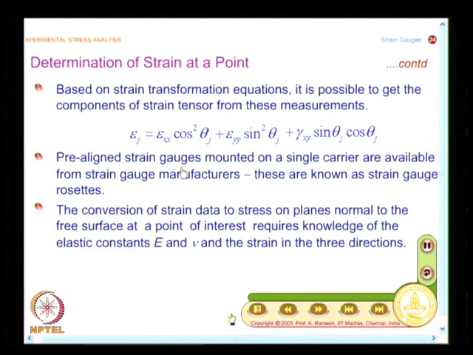They are mounted on a single carrier and they are called by a special name, rosettes, and you need these strain gauge rosettes for finding out the strain tensor at a point of interest. The greatest advantage is they are pre-aligned, and because you are having a metal foil, it is easy to do this very precisely.